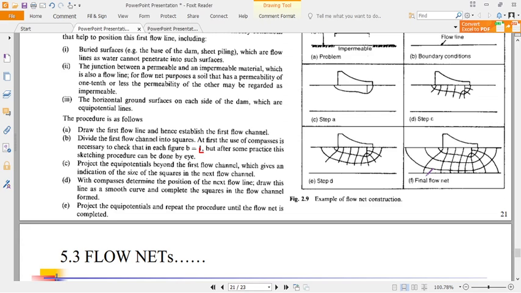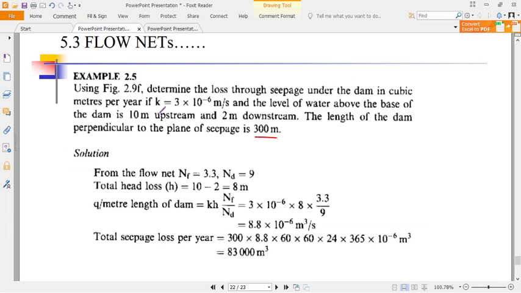Is that okay? Now for the pressure, we see that the level of water above the dam is 10 meters upstream, and downstream 2 meters. Now for the H, the head difference which is causing seepage, is equal to 10 minus 2, which gives us 8. So substituting into this formula, we have our K, we have our 8, we have NF over ND, we can determine the flow per meter through the dam.